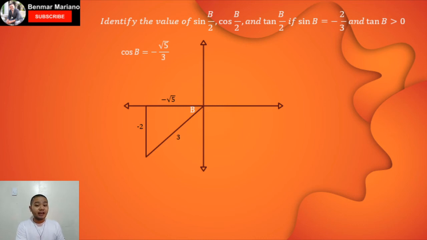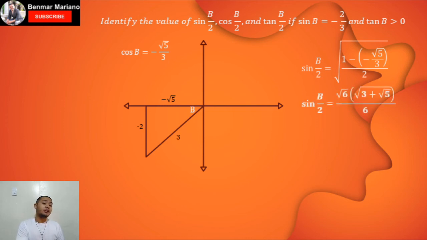Now, let us identify sine B over 2. So using the formula, again, that is plus or minus the square root of (1 minus cosine B) all over 2. Remember that B over 2 is in the second quadrant, and sine in the second quadrant is positive. Therefore, our answer here must be positive. So substituting cosine B by negative square root of 5 over 3, simplifying that one, we will get square root of 6 times the quantity square root of 3 plus square root of 5, all over 6.